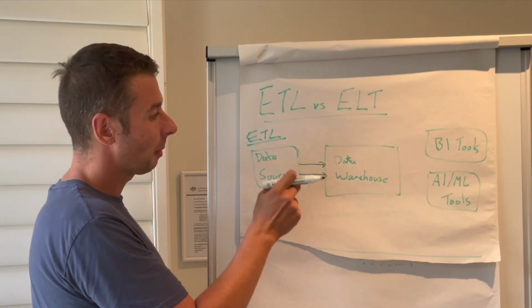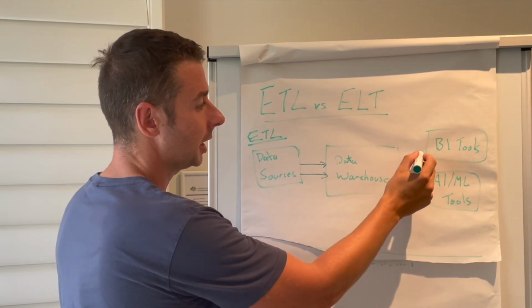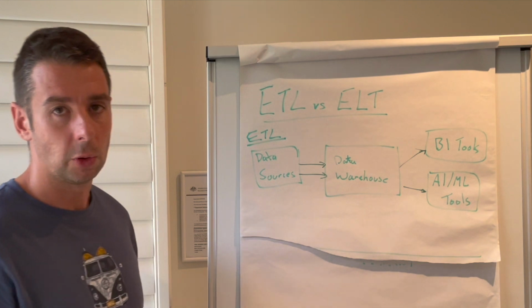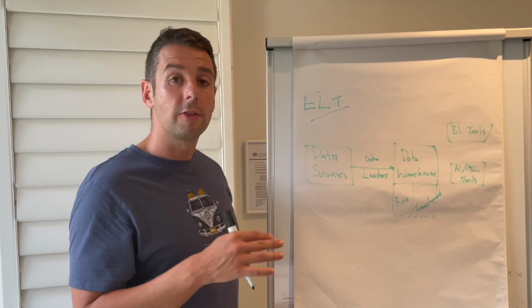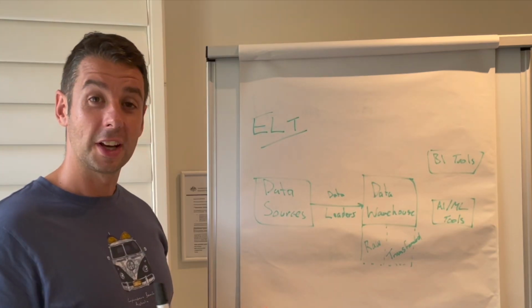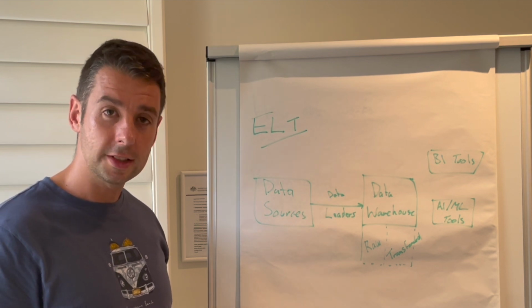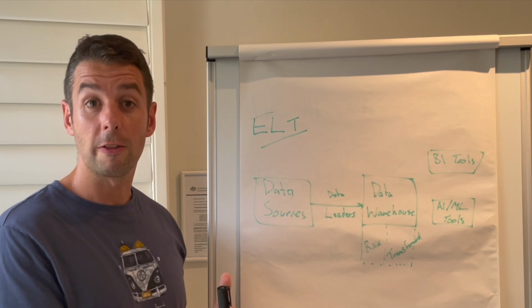So ETL was all about extract, transform the data, then load it into your data warehouse and make it available to your BI tools, your dashboards, or any AI ML tools, or operational reports, or downstream data consumers. Now, with the arrival of cloud data platforms such as Snowflake and Google BigQuery and Amazon Redshift, for example, storage is cheap, highly scalable, and compute and resources are available on demand.